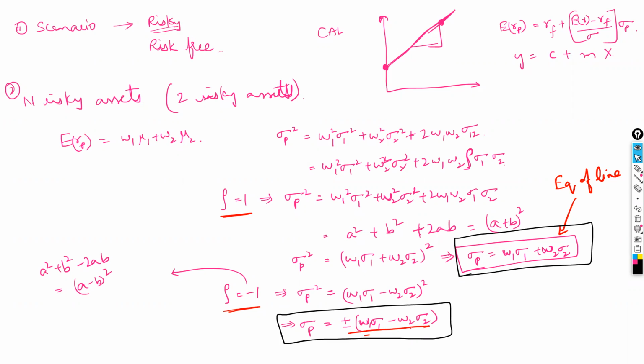But here you have two equations. So you'll have two lines. It's also like the equation of a line. If you put plus sign, it becomes one equation, minus sign becomes another equation. So you get two lines. Here you have one line.